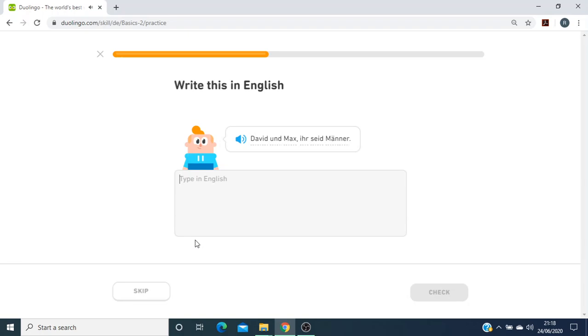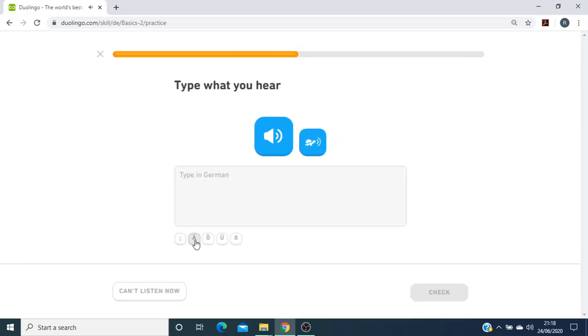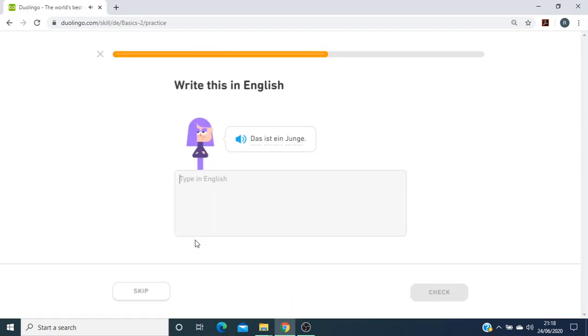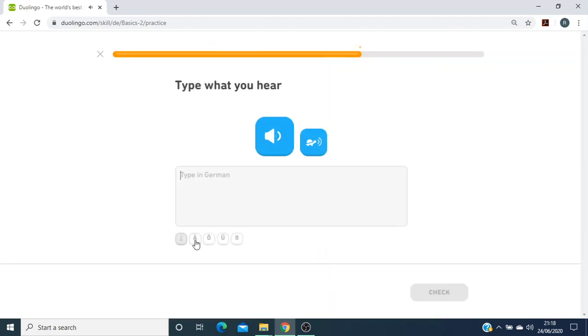David und Max, ihr seid Männer. So it's David and Max. You are men. Ihr seid Kinder. That's it. You are children. Das ist ein Junge. That is a boy. Die Jungen sind Kinder.